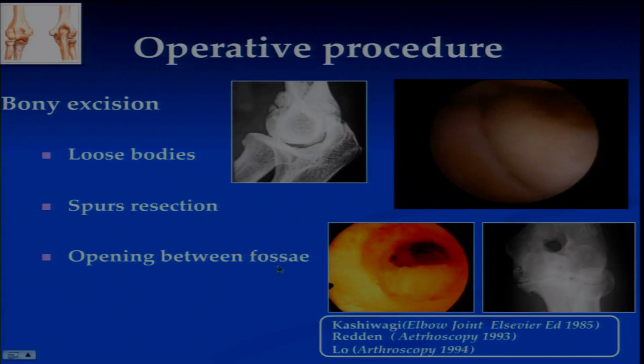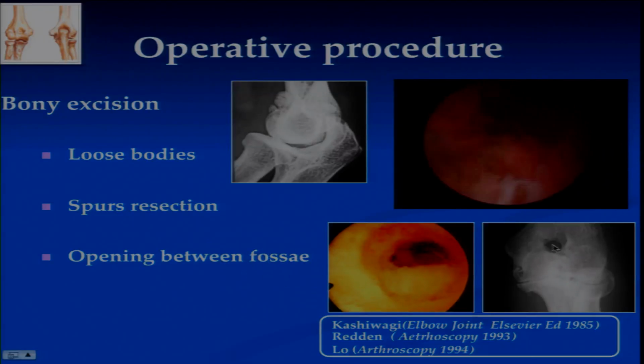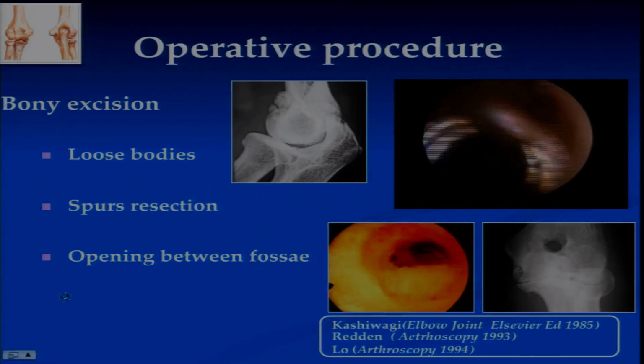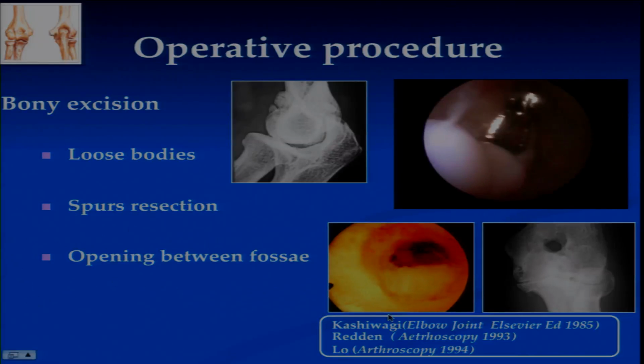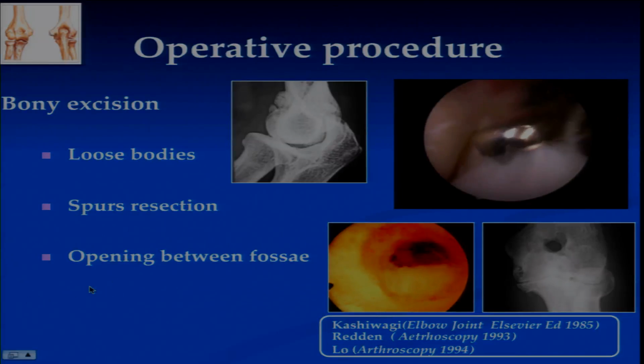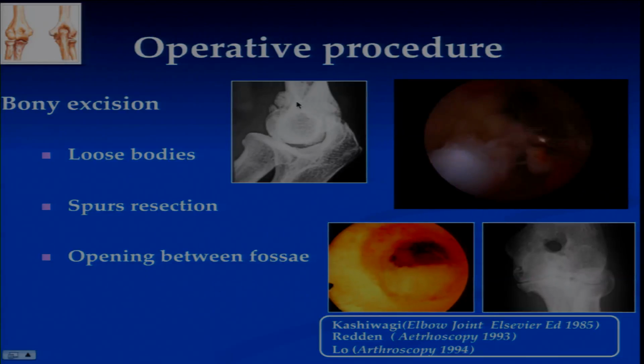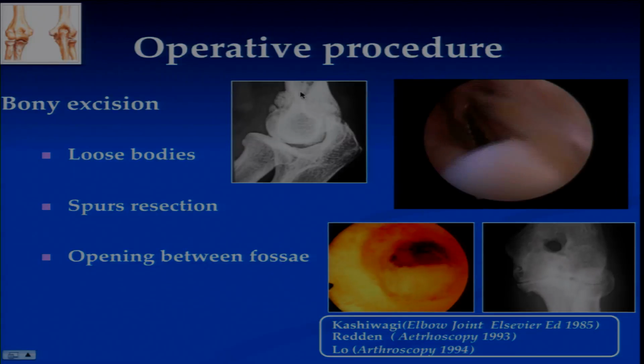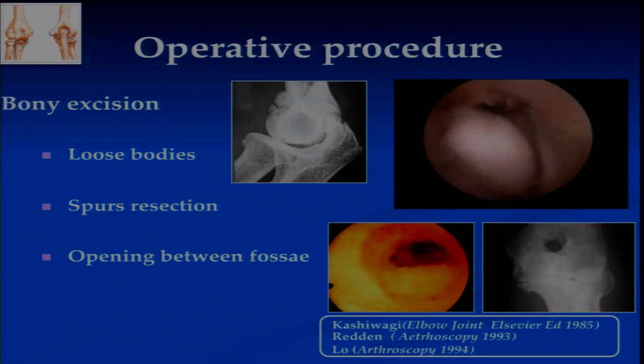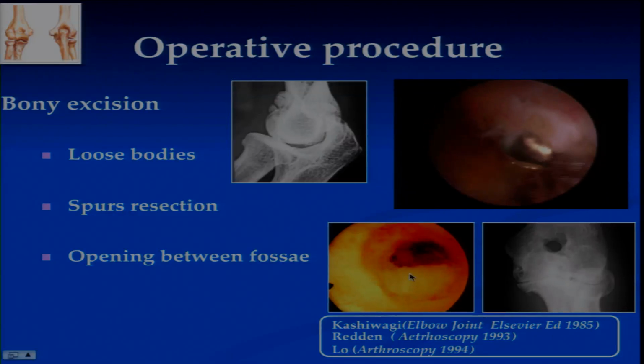Then you can open the space between both fossae from posterior to anterior. It has been described by Kashiwagi, reported later on, and it has been described arthroscopically by Redden, and of course it's not so difficult. You go straight in front of you, you just remove the bone with a burr, and at once you fall down into the anterior compartment and you enlarge it with a burr, and here is the coronoid process.